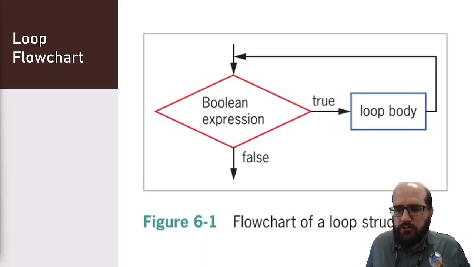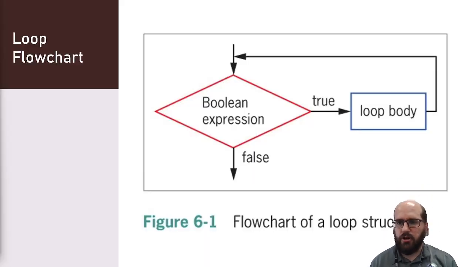Finally, let's talk about the loop flowchart. That's simply asking what the flowchart of a loop structure is. Effectively, there's a Boolean condition that controls a loop body that is checked again and again and again. The loop body continues to run until the Boolean expression is false. And we're going to see how that works with each of the loops we look at. At this time, let's step in and start doing loops.